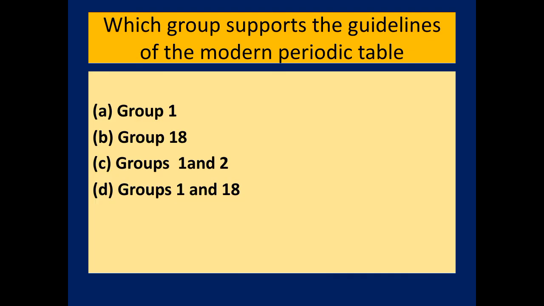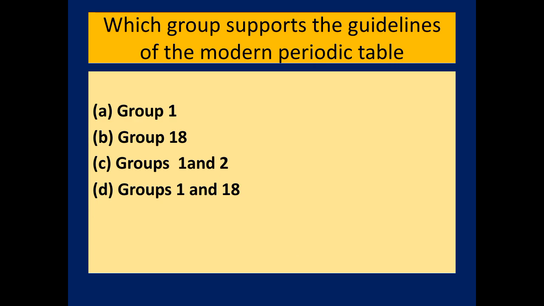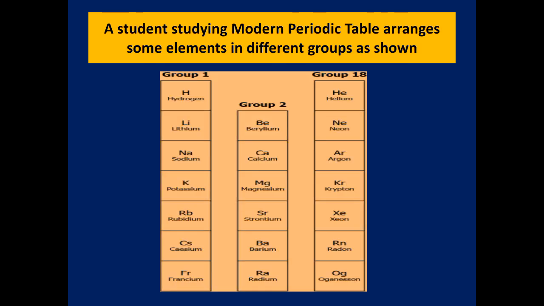Now we'll see the correct answer. The correct answer is option D, that is group 1 and 18. Which group supports the guidelines of the modern periodic table? The answer is group 1 and 18.